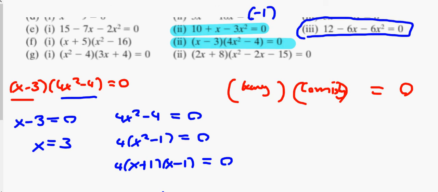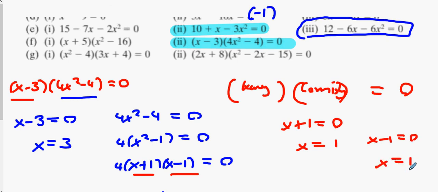Now who can we blame? The x plus 1 and the x minus 1. So what do you get? X plus 1 equals 0, x equals minus 1. Or x minus 1 equals 0, x equals 1. Go with that? Alright, you guys are going to try the 2 green ones. Enjoy.